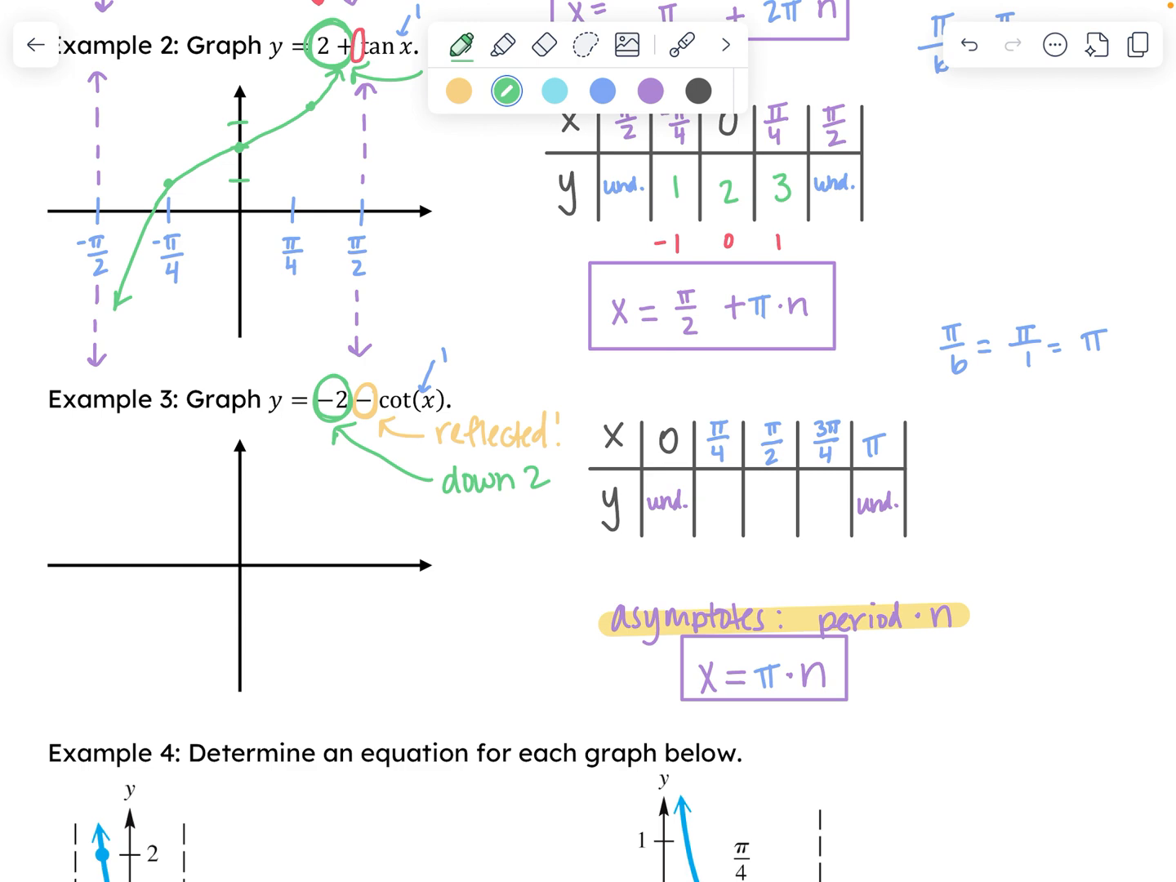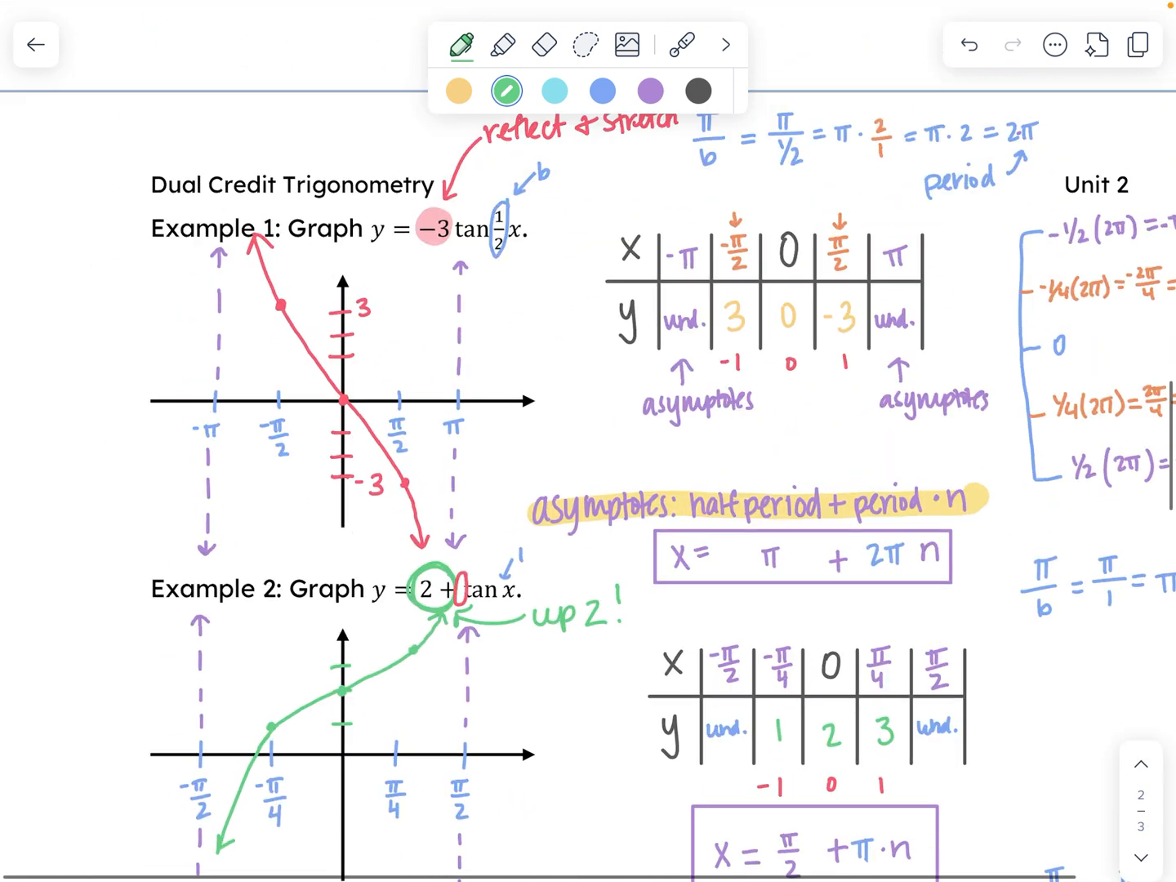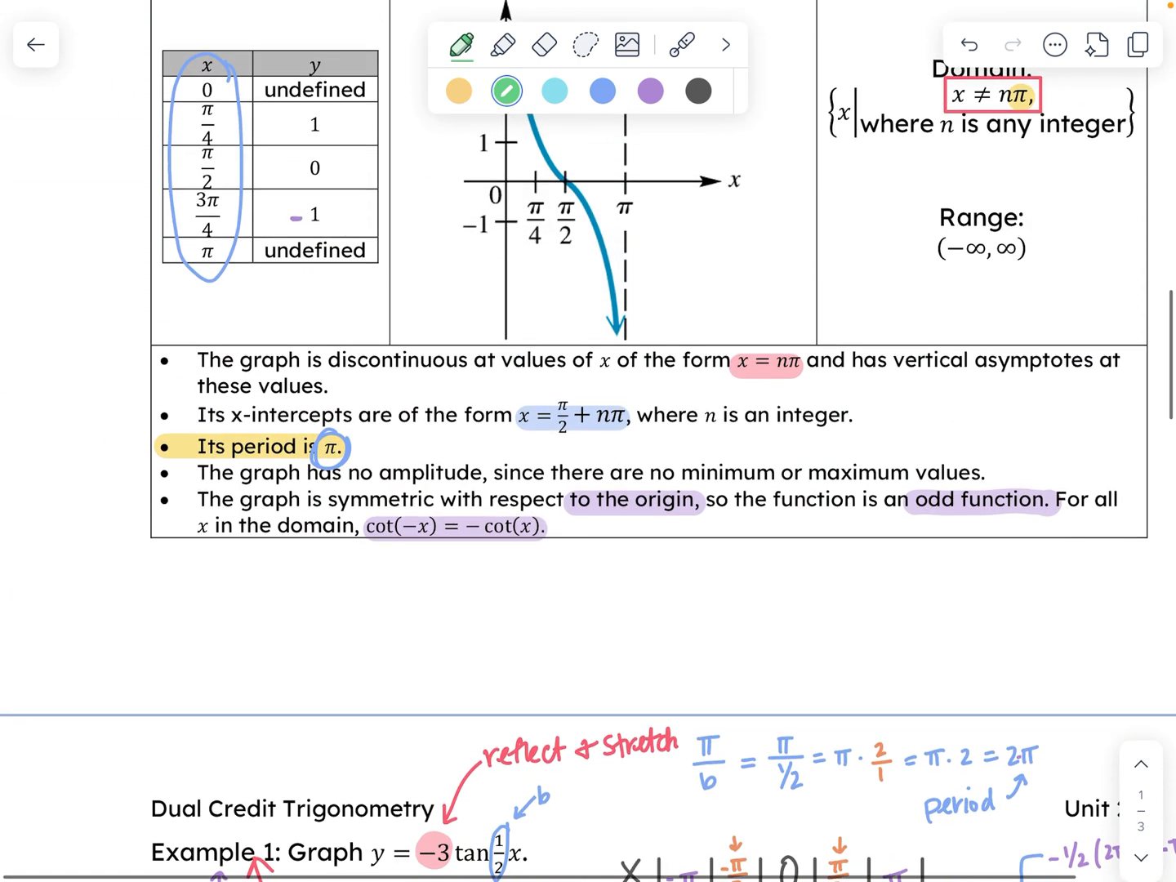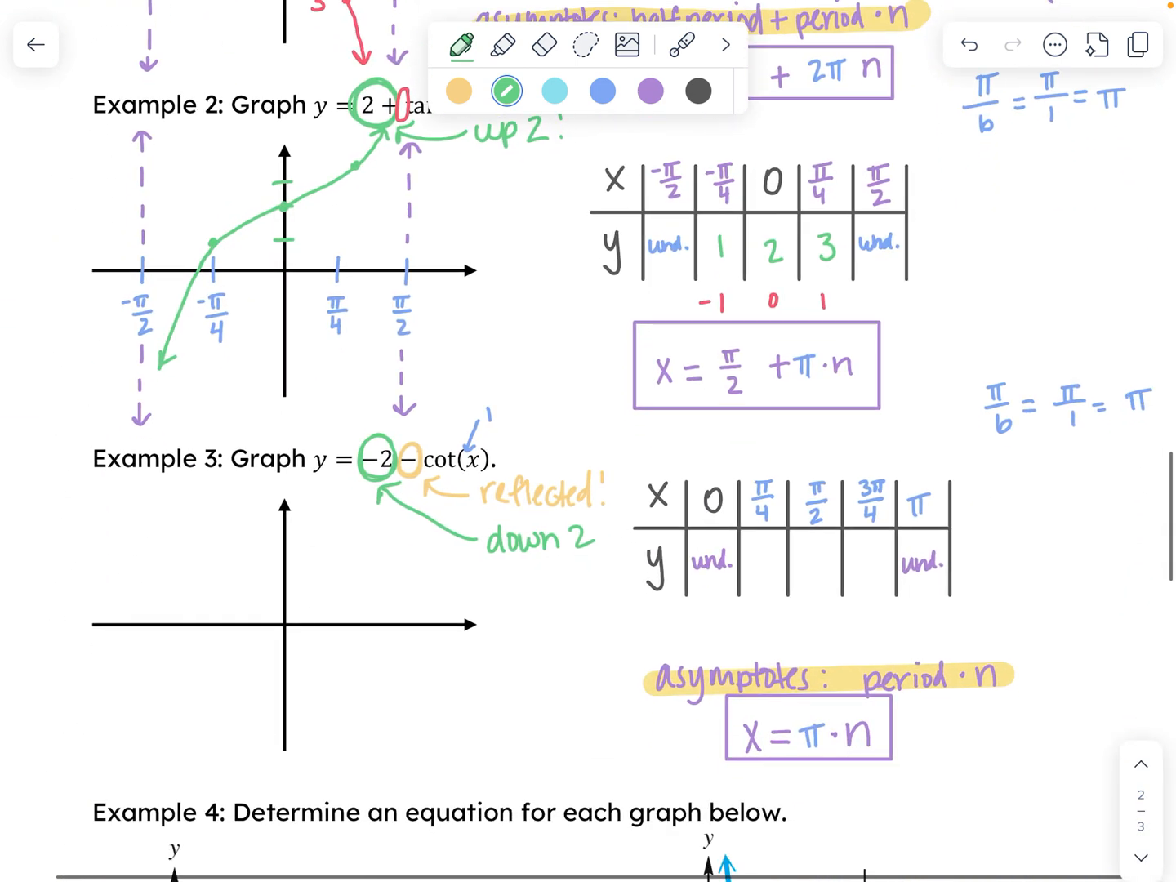So all of that is going to factor in to this. For my cotangent, I normally have 1, 0, then negative 1. So if it's normally 1, 0, then negative 1, first of all, if I reflect it, that would be negative 1, 0, 1. And then I'm going to move them all down 2.